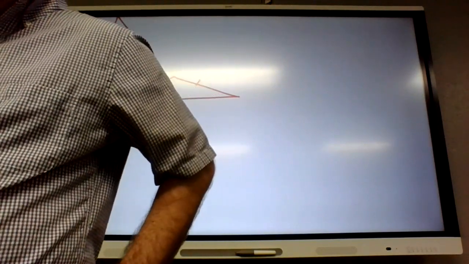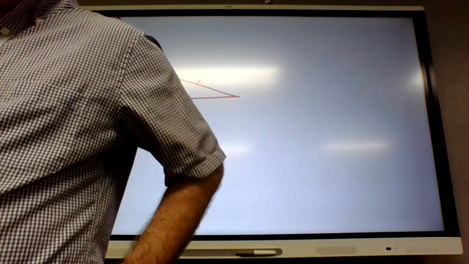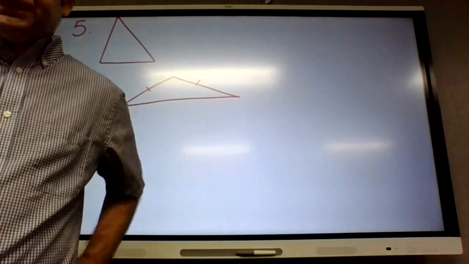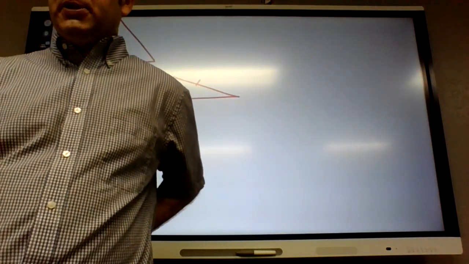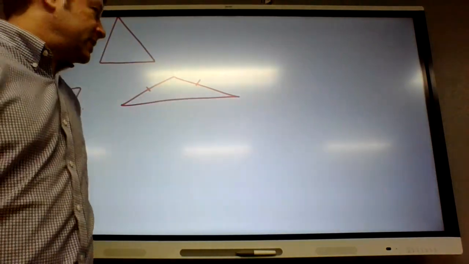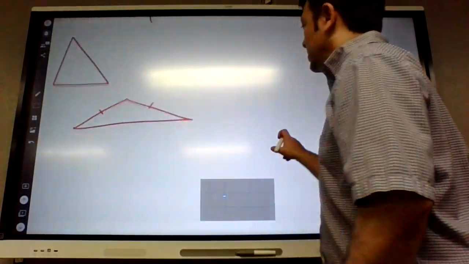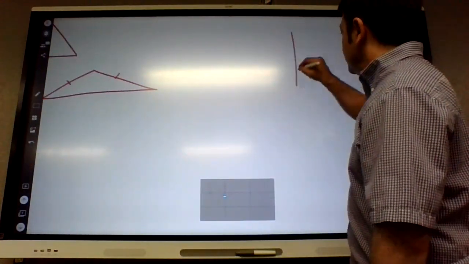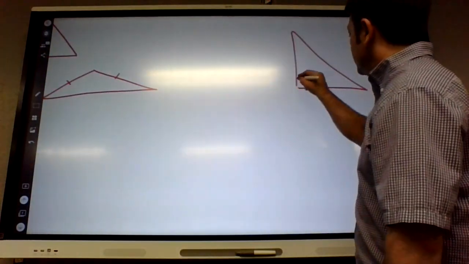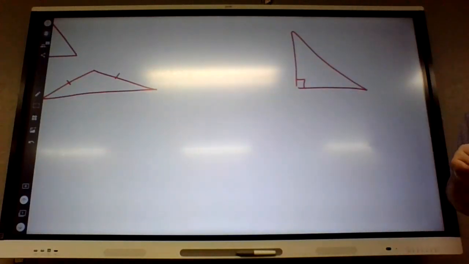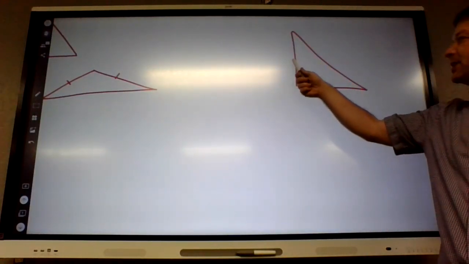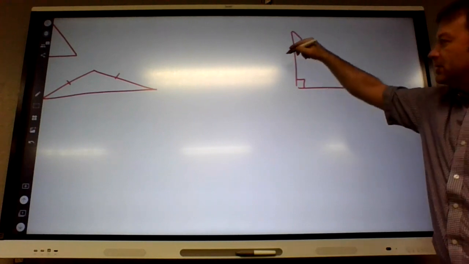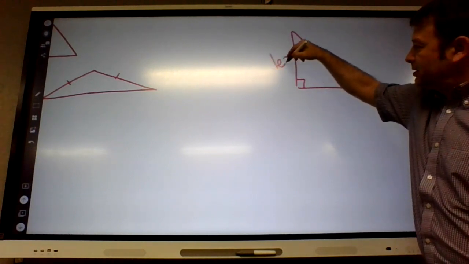Okay, number 9, we're supposed to look at that picture on the right. Name the legs and the base. Oh, I totally forgot about that. So, in a right triangle, they have legs. Do you guys remember back when we did Pythagorean theorem last year? What are these two sides around the right angle called? A and B. No, they're called legs.